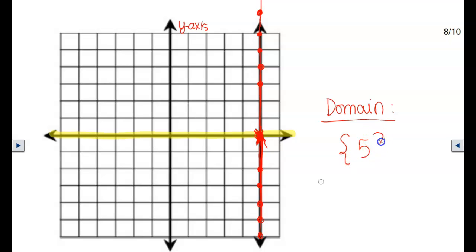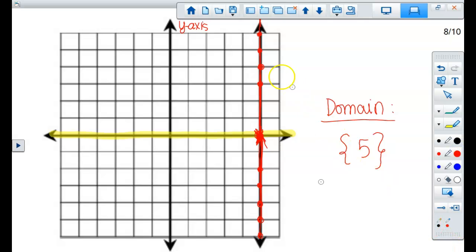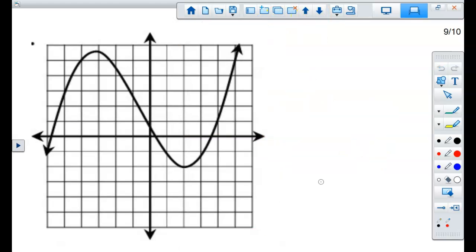So this time you're not going to write an interval, because you don't have two numbers, you only have one. The domain of this function, this graph, is just 5, because all points trace back to 5 on the x-axis. Okay, let's look at just a couple more. Make sure you've got this.